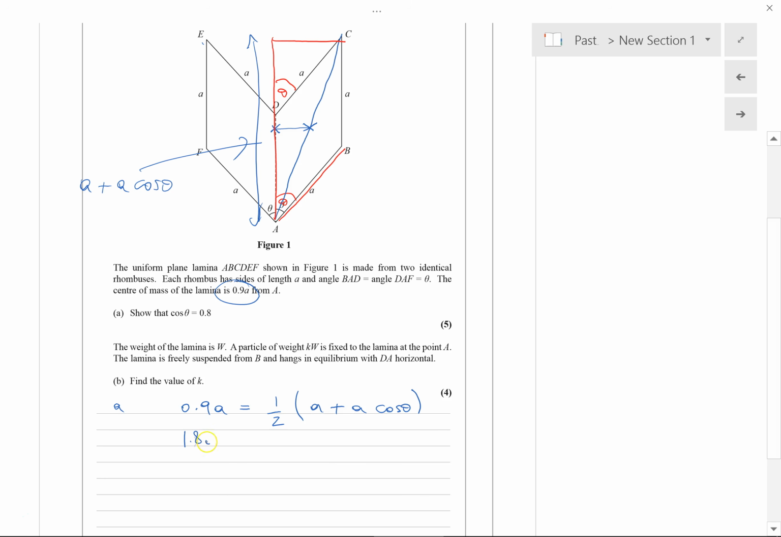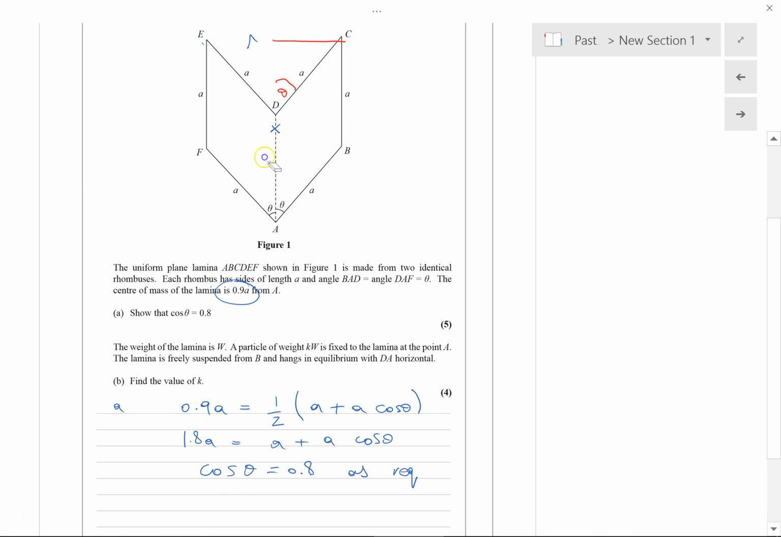So that's 1.8a is equal to a plus a cos theta. Obviously a cancels, so cos theta is equal to 0.8 as required. They've allowed 5 marks for the question, so if we have used half angles and all the rest of it, hopefully it still has been worth it. And the mark scheme does allow for those different variations, but that's the nicest way of doing it. Okay, so I'm going to rub out all those annotations now and then do part B.